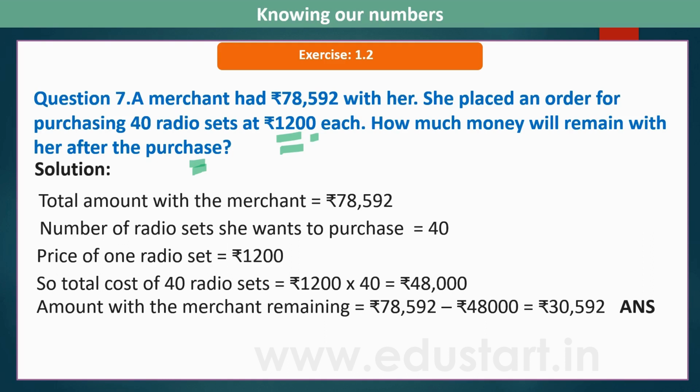Okay, now the total amount with the merchant is 78,592. The total number of radio sets she wants to purchase is 40. One radio set costs 1,200. So the total cost of 40 radio sets is 48,000. So she was having 78,592 and now she has spent 48,000. So what is the remaining amount? So 78,592 minus 48,000, which is equal to 30,592. So this is the answer. So this much amount is left with her.